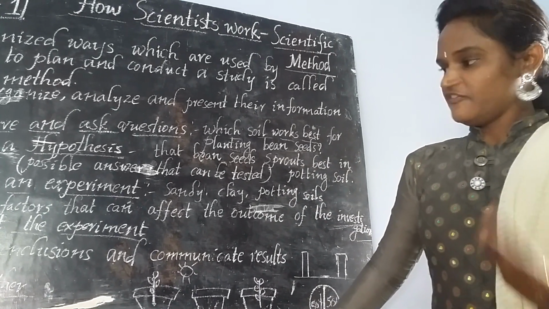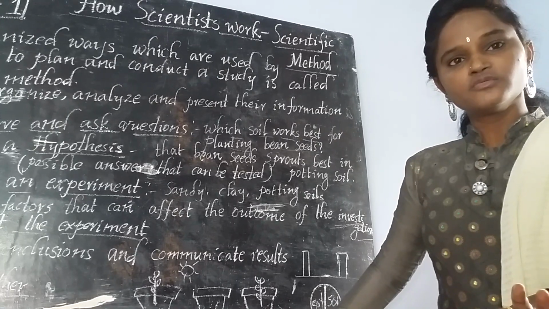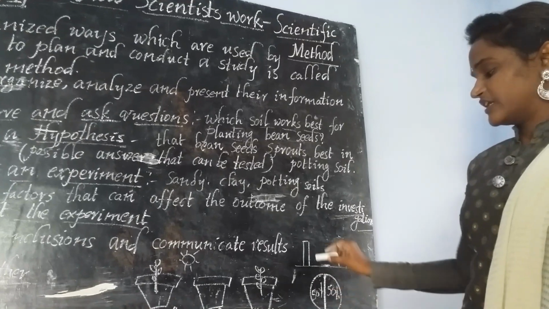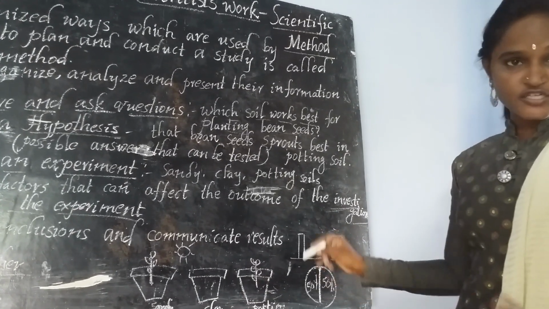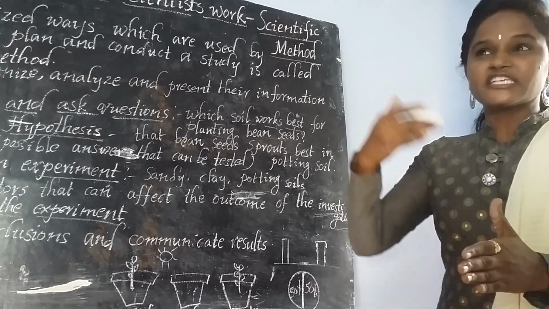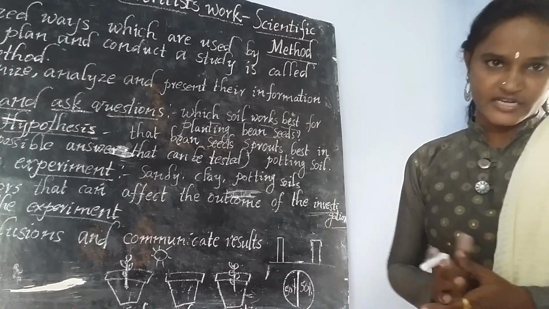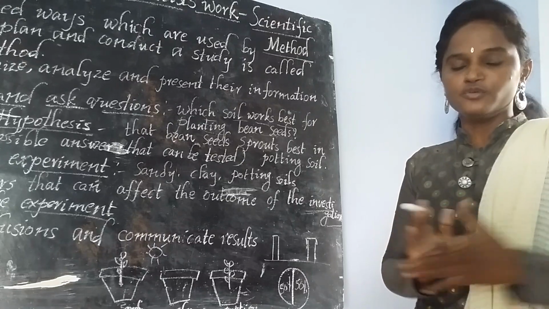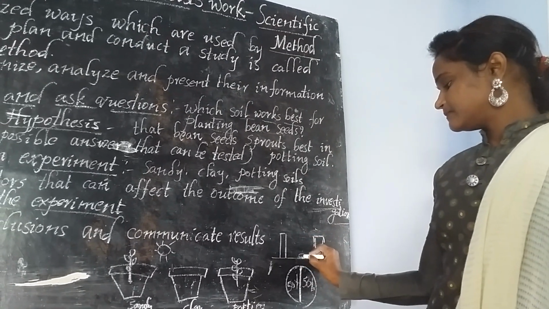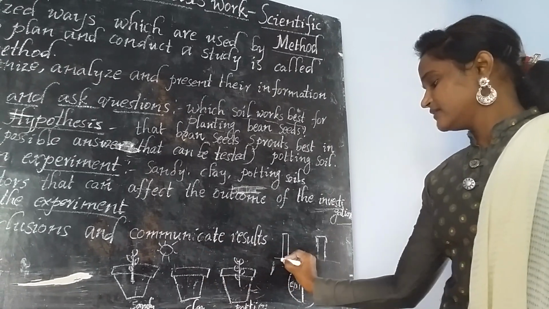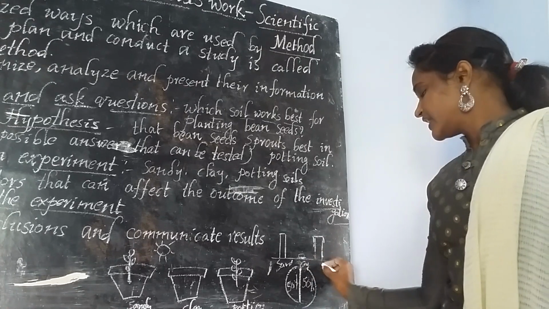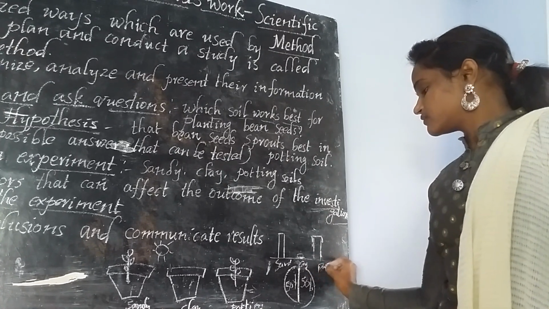Okay? If it is wrong, what do we have to do? How can we express the result? With the help of graphs, pie charts or tables, whichever is comfortable to you to explain to the public or to your friends. Which one is comfortable to you, you may take that one. Here for the graph, you may take the sandy flower pot, here clay, and here potting soil.